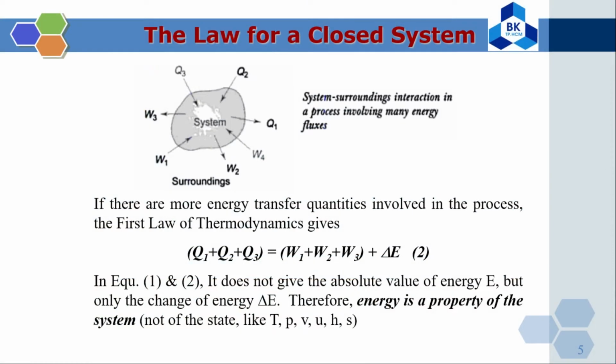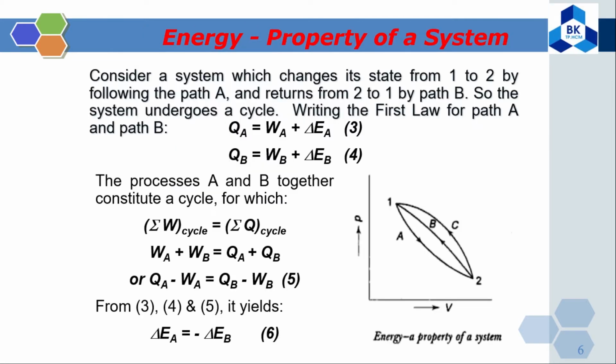So in case there are many different heat transfer quantities involved in the process, the first law of thermodynamics we can write down is Q1 plus Q2 plus Q3 equal to W1, W2, W3, W4 plus delta E. And in equations 1 and 2, it does not give the absolute value of E, but only the change of energy. So here we can only write delta E. Therefore, energy is a property of the system. It's not a property of the state, like I just explained to you.